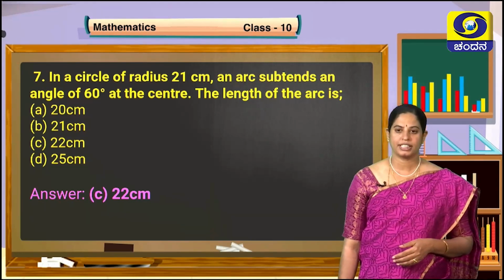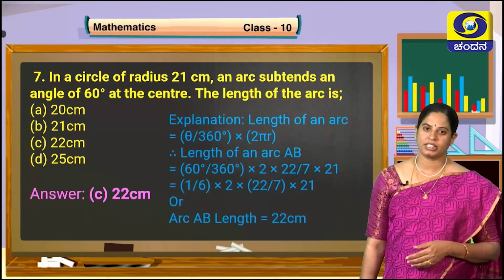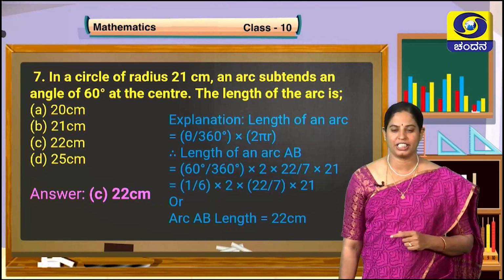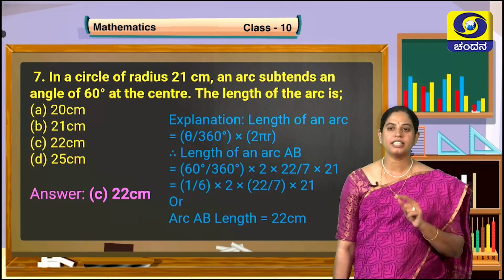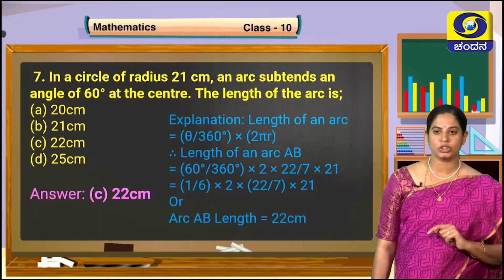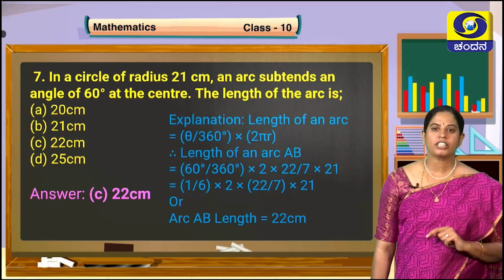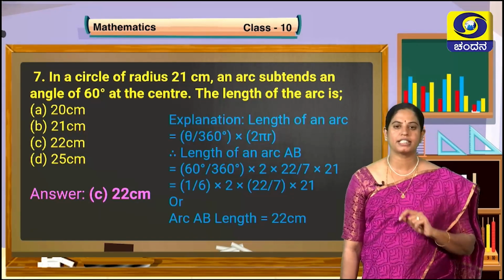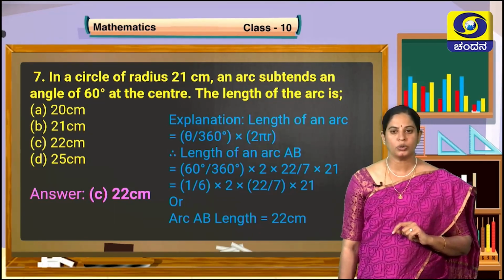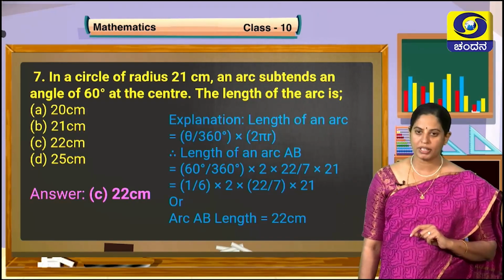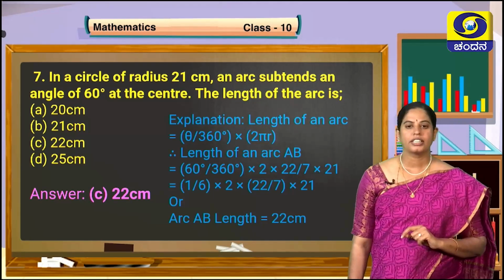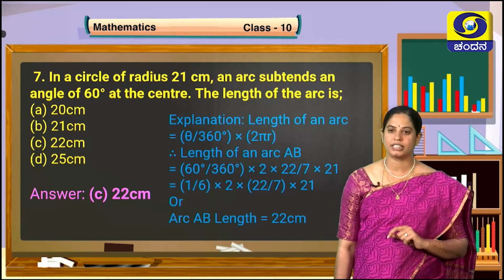It is 22 centimeter. How this 22 centimeter? Recall, we have done this as a problem in the previous session, children. Hence, I have taken this as the quiz question. So, length of an arc equals theta by 360 degree into 2 pi r. Length of an arc AB, theta is given, it is 60 degree divided by 360 degree into 2 into the value of pi is taken as 22 by 7 into 21. After simplification, we got the length of the arc as 22 centimeter.